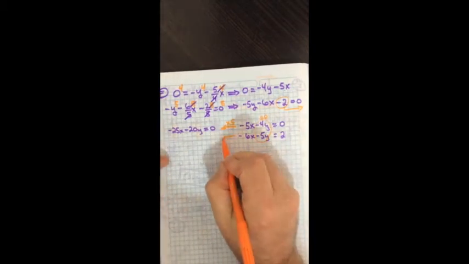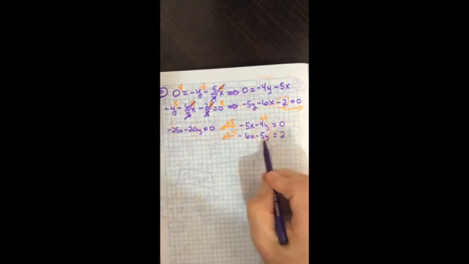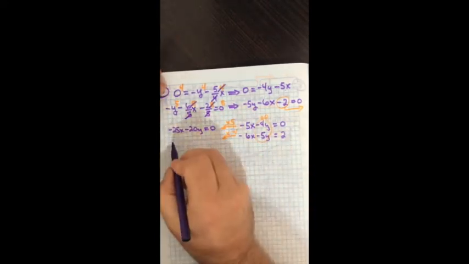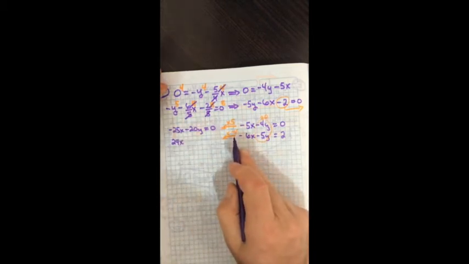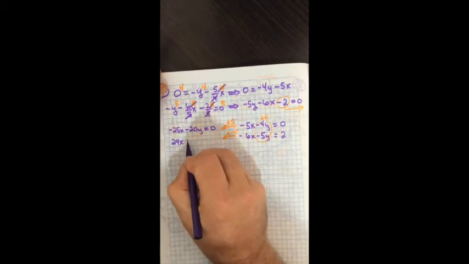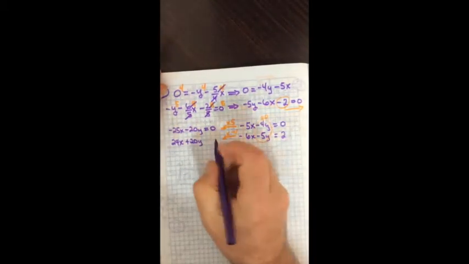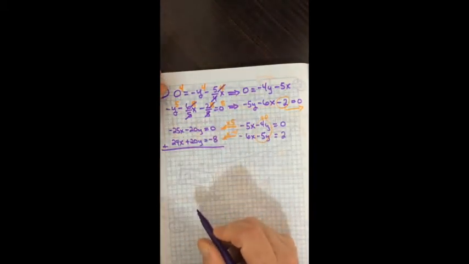This one I think I'll multiply by negative 4, because that'll make this a positive 20 to go with that one. So negative 4 times negative 6 is 24x. Negative 4 times negative 5 is positive 20y. And negative 4 times 2 is negative 8. Okay, let's add this up.